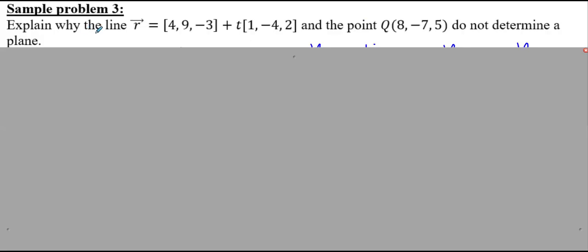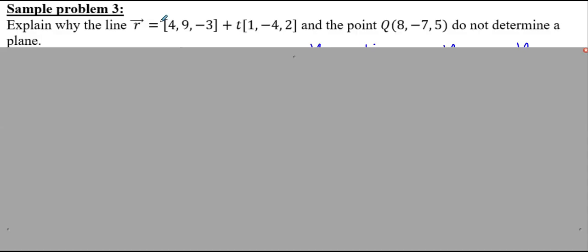Okay, explain why the line and the point do not determine the plane. So this is a little bit more interesting because as far as the 3 points that I talked about before, a line already has a direction vector. Okay, so to visualize what's going on here, your line would actually have, let's say something like that, and then a point. So why wouldn't that create a plane?